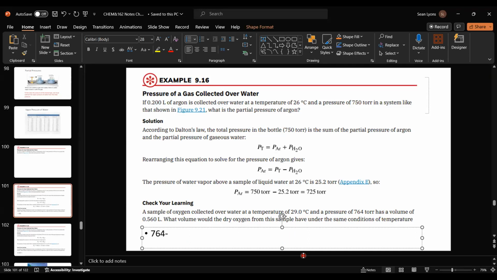764 minus 30 gives us 734 torr for the oxygen. And now what we want to do is figure out the volume. So now we're going to use the ideal gas equation again. Volume is equal to nRT over P.